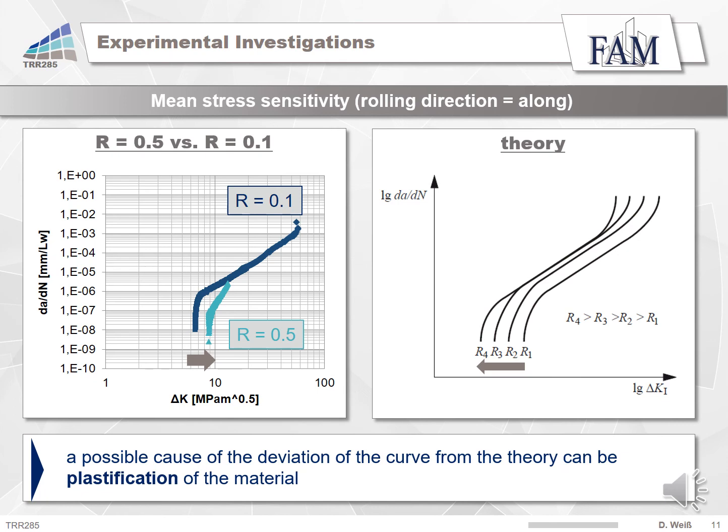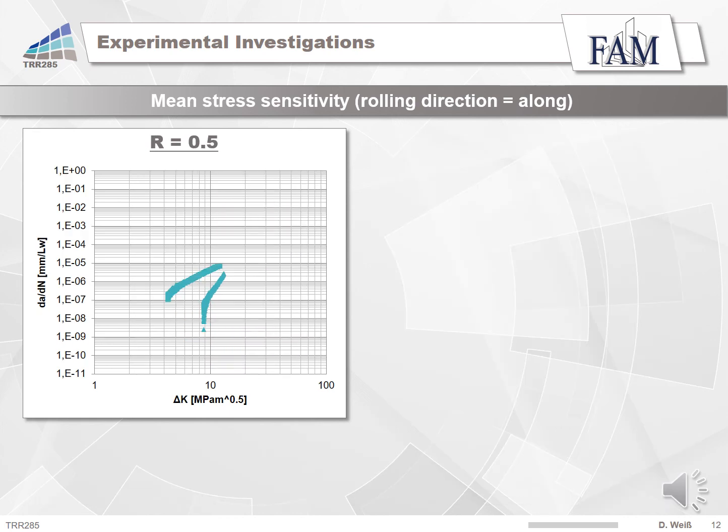To validate this claim, a further test is carried out with a lower initial load. The lower initial load is intended to prevent plastification and, hence, sequence effects at the beginning of the test. The graphic shows that the curve at lower initial load deviates significantly from the previously established curve, both in the area of the Paris straight line and the threshold region.